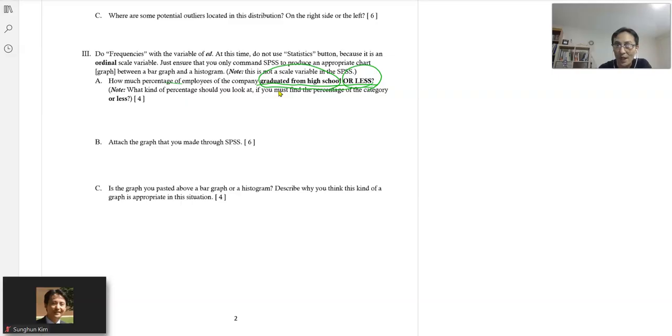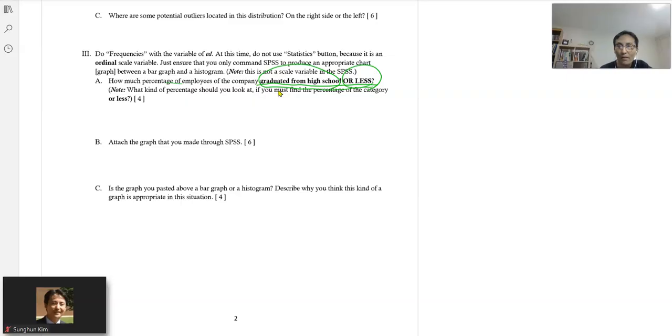If you need to get graduated from high school, that's one category, but it's not asking only about one category. If it were, it would be too simple a question. But graduated from high school or less. So you have to include some others, isn't it? So then where can you get that percentage? You don't need to calculate anything. You can look at one column and that shows you the percentage, right? What is that? That's the key question here, right? That's the question.